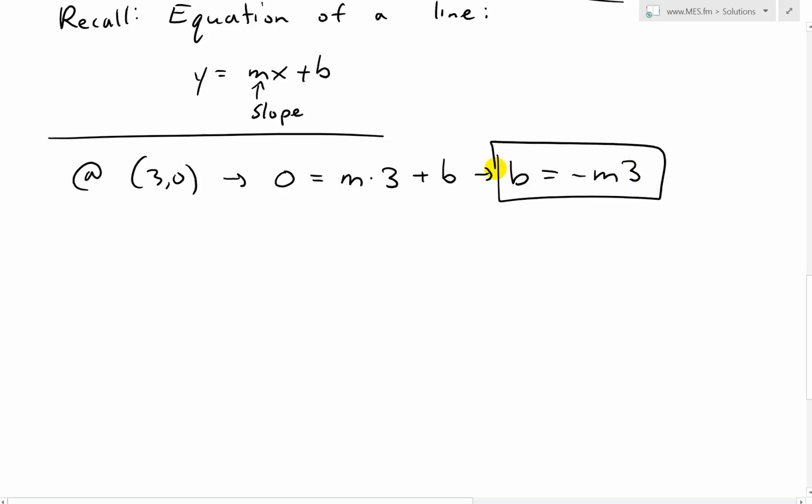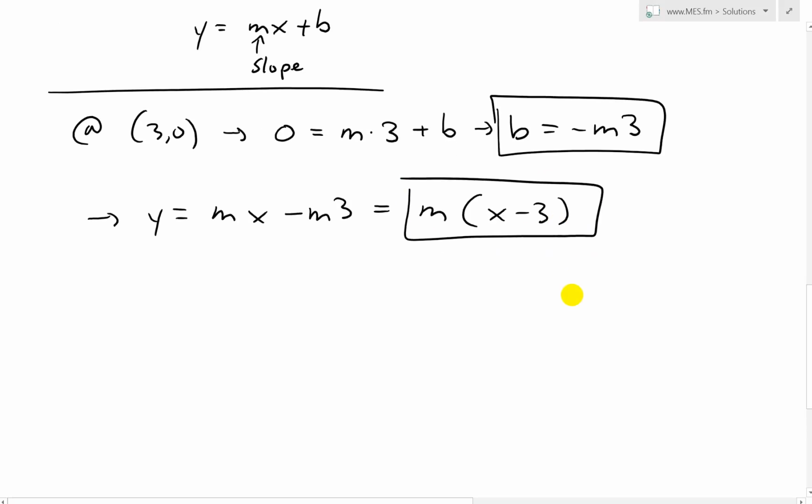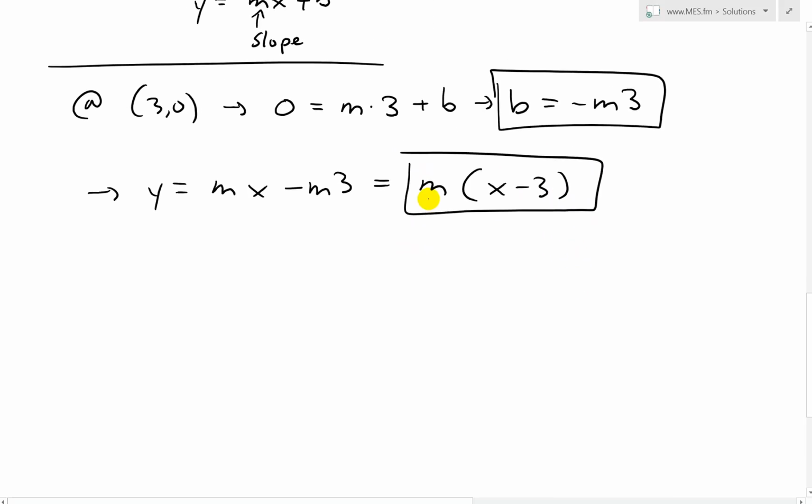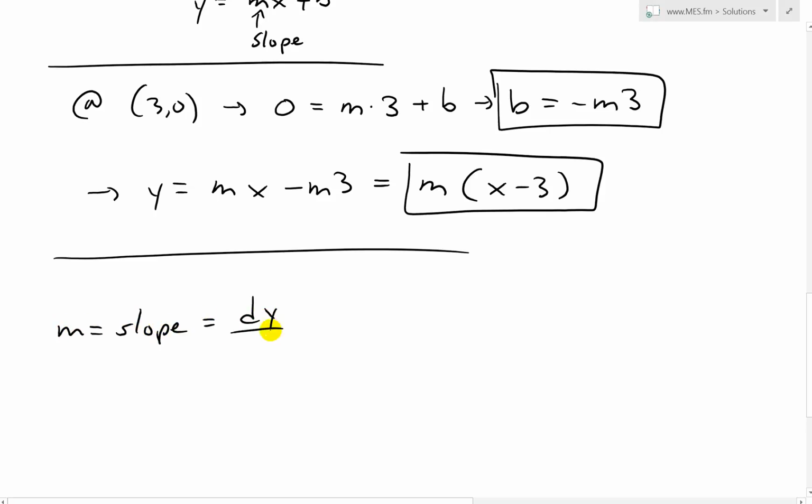I want to write this in terms of the slope, because we can determine the slope. Now the equation is y equals mx plus b, which is mx minus 3m. Taking the m out, this equals m(x minus 3). So that is our equation for a line. Now we just need to know the slope. Recall m is just the slope, which equals dy over dx.